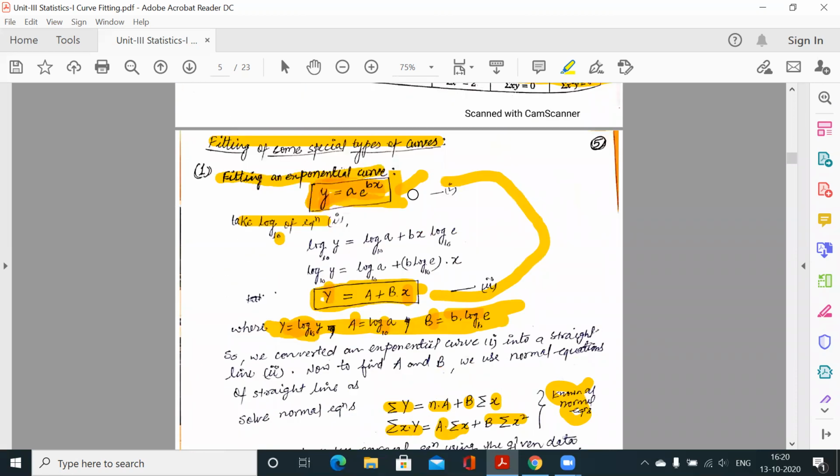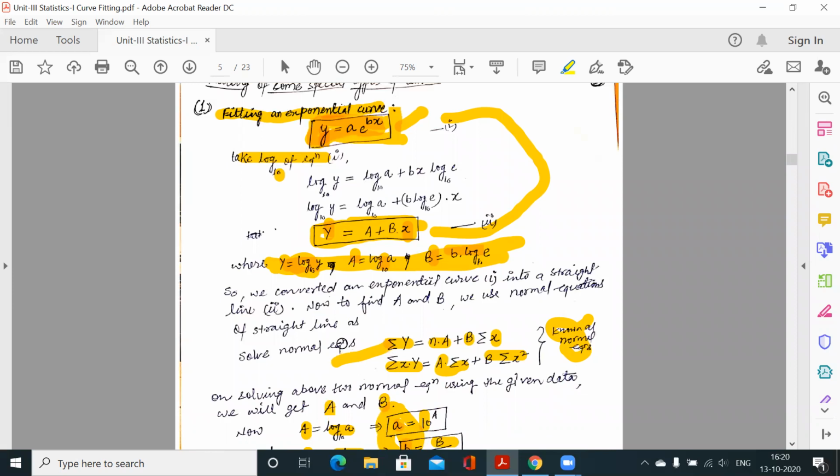So what we did, we converted our exponential curve into a straight line. Then we know how to solve any question for a straight line. We know what the normal equations are. After solving these normal equations, we will get capital A and capital B. Now, using this transformation, again we will get small a and small b, which are our original constants. So we will get our exponential curve.